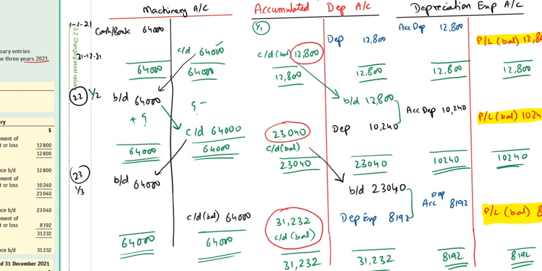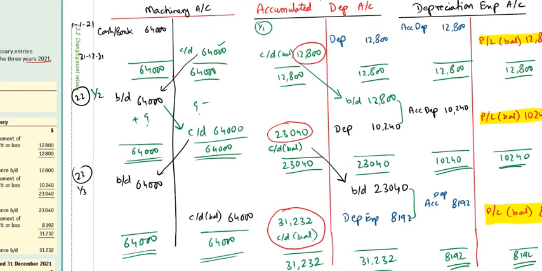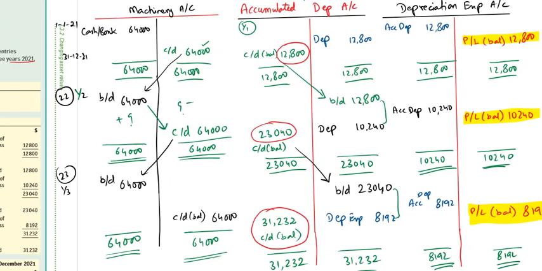So in the statement of financial position, the balance sheet, which amount will go to the balance sheet? So here is the answer. This is the cost, this is the accumulated depreciation. So we subtract 12,800 from 64,000. The answer will be the carrying amount. So this carrying amount will go to the balance sheet.